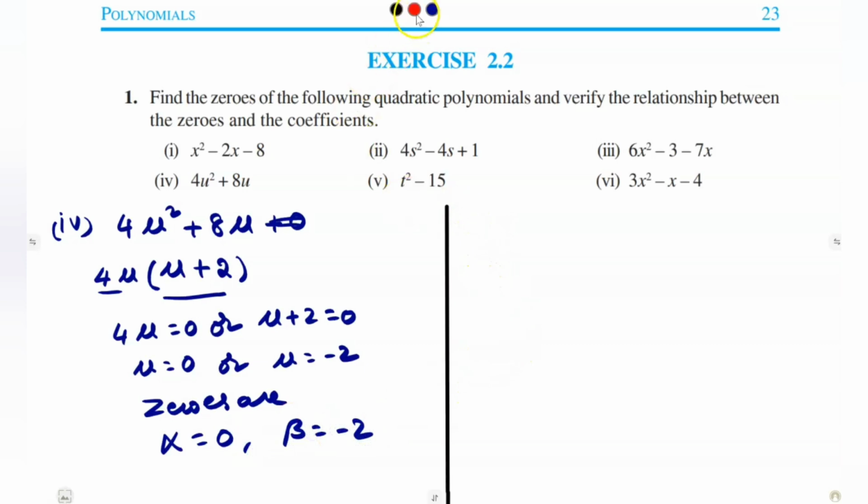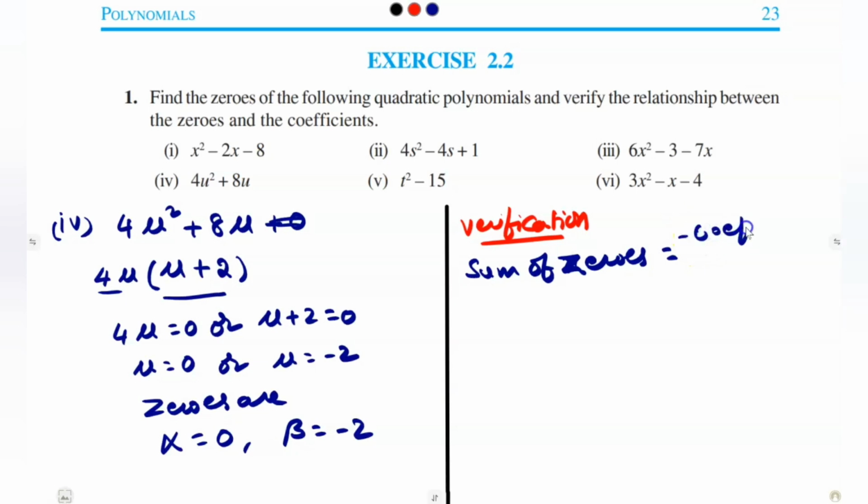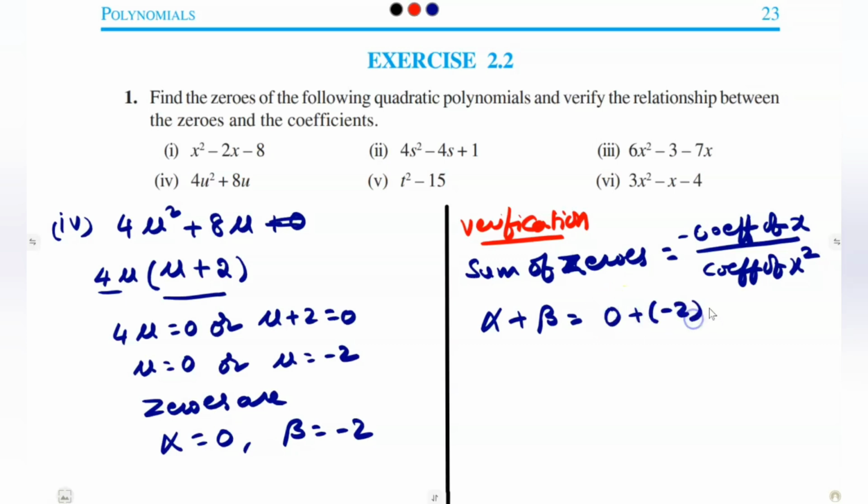Okay, now let us do the verification part. Verification. So let us do first sum of the roots. Sum of zeros is equal to minus b by a, or you can write like negative coefficient of x by coefficient of x square. Here x means u for our polynomial. So sum of the zeros alpha plus beta, we got 0 plus minus 2, which is equal to minus 2.